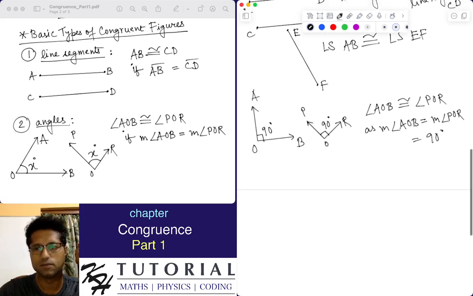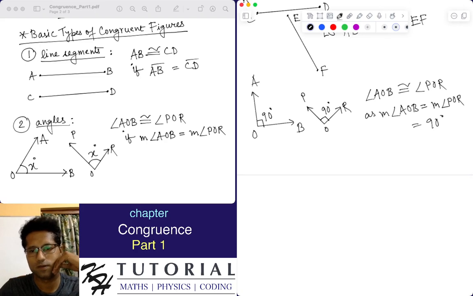Let's take another example. Let's say I have an angle formed by the rays, let's say OA, and let's say this be OB. So let's say this angle be 30 degree.